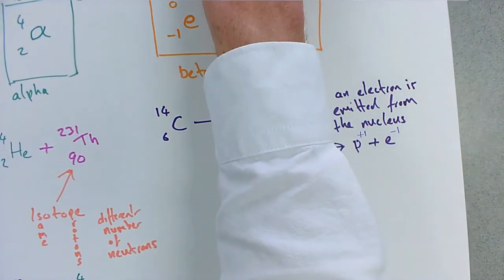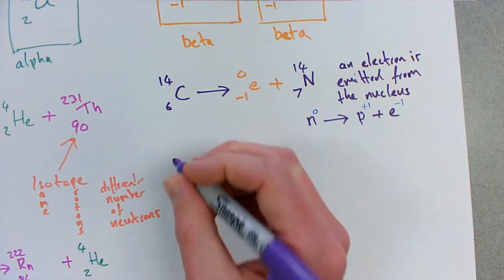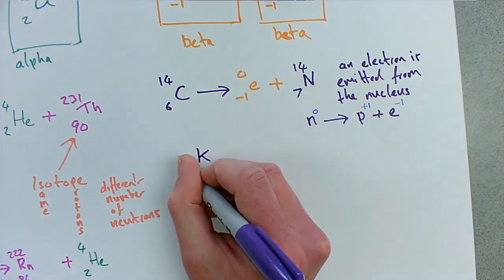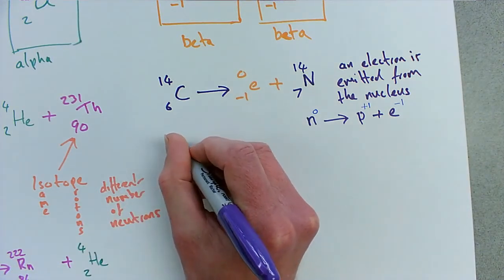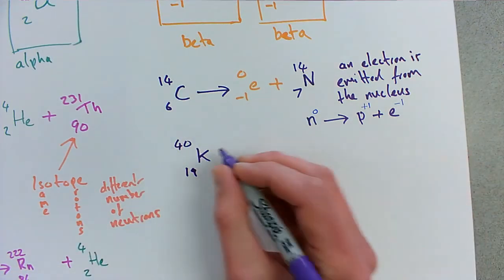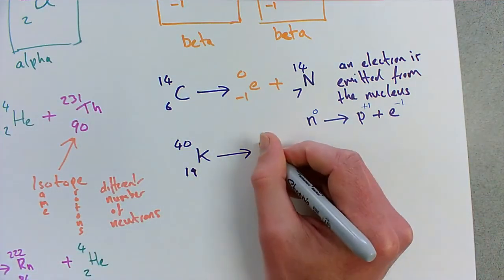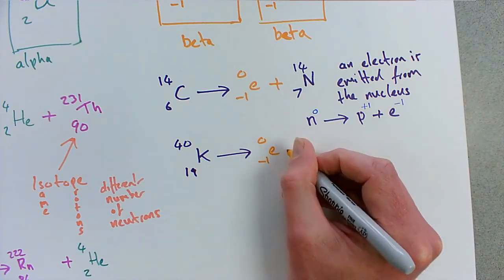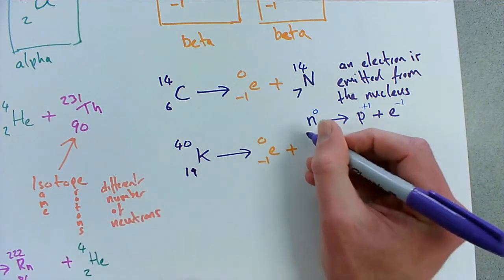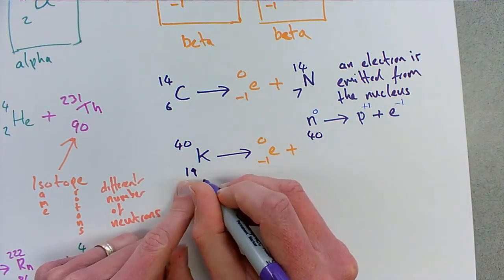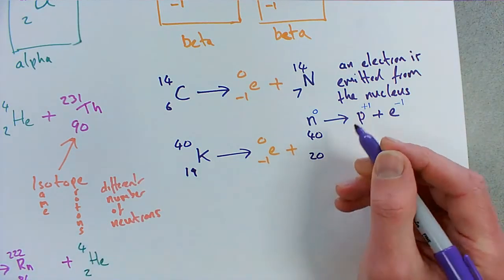So let's do another beta decay, and we'll go with potassium. So potassium, atomic number of 19, and we're going to go with an isotope here. So potassium 40, going to give off some beta, and we're going to think what's left. Top number, 40 minus 0, easy, stays as 40. 19 minus 1 means it goes up by 1, so we're looking for something with that atomic number of 20.